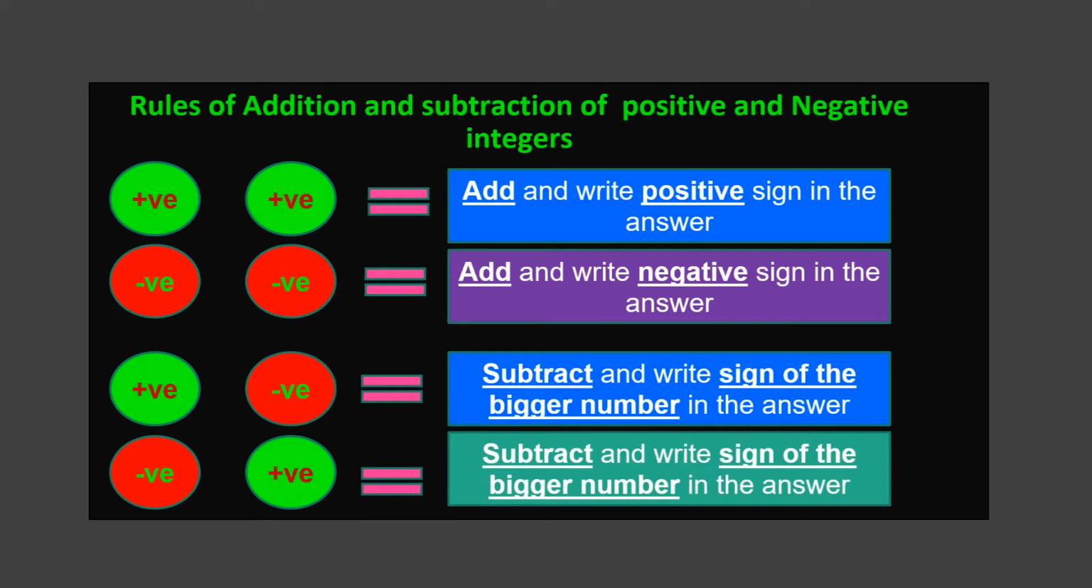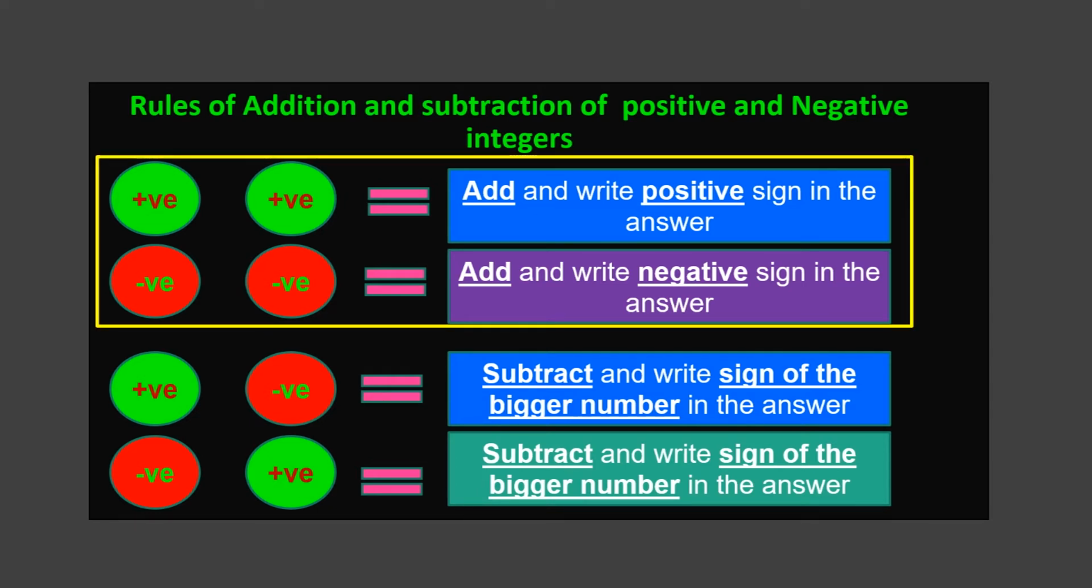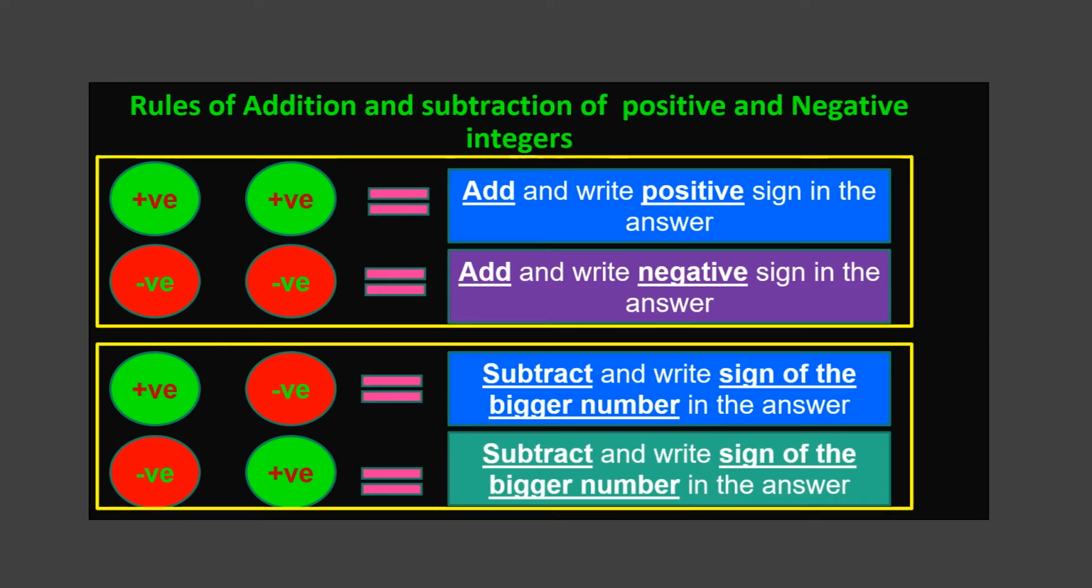So here we can see, if we have the same sign, positive and positive or negative and negative, we will be adding and writing the respective sign. If it is 2 positives, we write a positive sign in the answer. If it is 2 negatives, we write a negative sign in the answer. And also we can see, if we use different signs, positive and negative, we are subtracting and writing the sign of the bigger number.